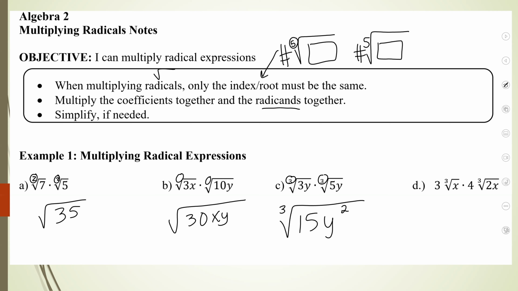Let's move on to D. 3 times 4 is 12. That will go on the outside. On the inside, we have 2 and an x make it x squared. And this is root 3. Okay, let's do the next examples.